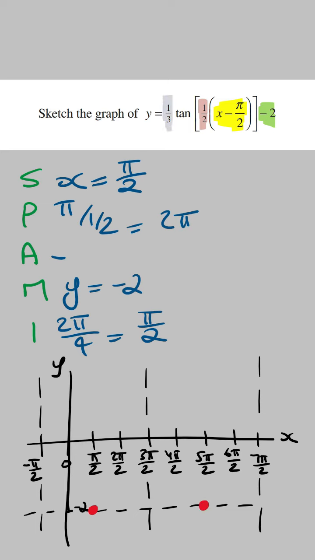The coefficient in front of the tan function simply means that from the starting point, if we go 1 interval to the right, we're going to go 1 on 3 units up. And if we go 1 interval to the left from the starting point, we're going to go 1 on 3 units down. So let's mark these points. And finally, we draw a positive tan graph approaching the vertical asymptotes and passing through these points, giving us the graph of y.